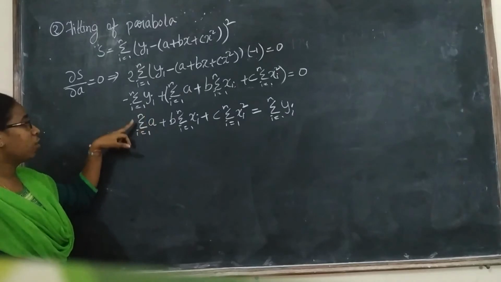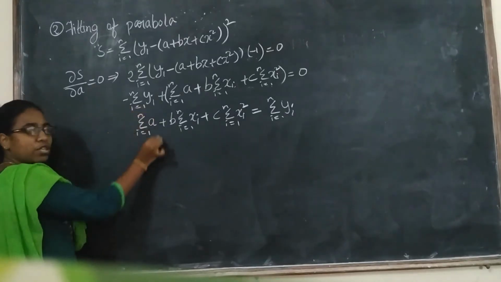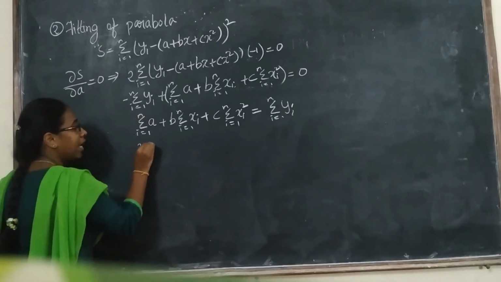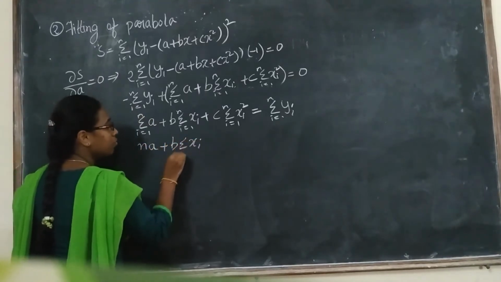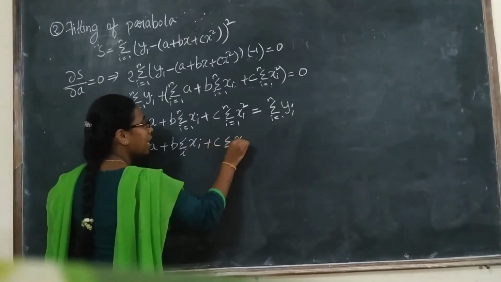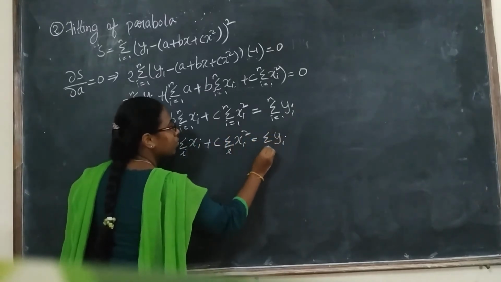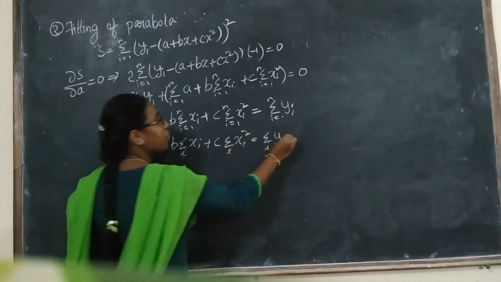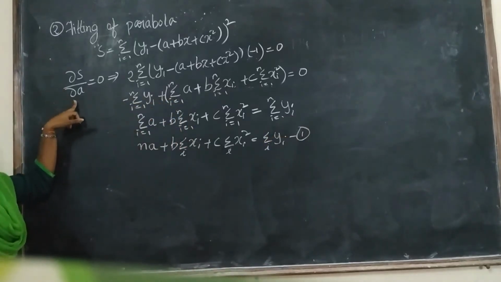So summation i equals 1 to n means totally we have n values. So in place of this summation I can write na plus b summation xi plus c summation xi square equals to summation yi. So this is the first normal equation. Dou S by dou a is finished.